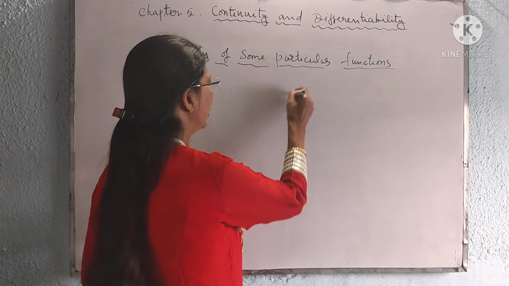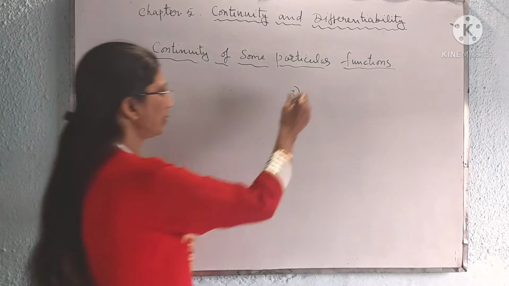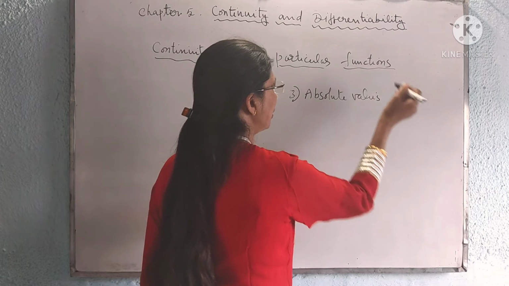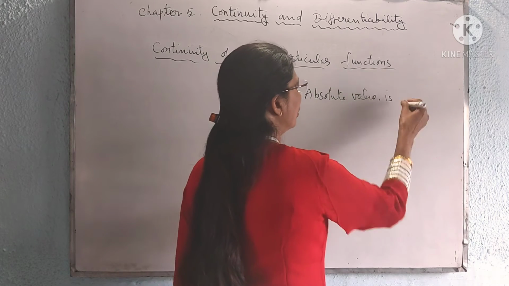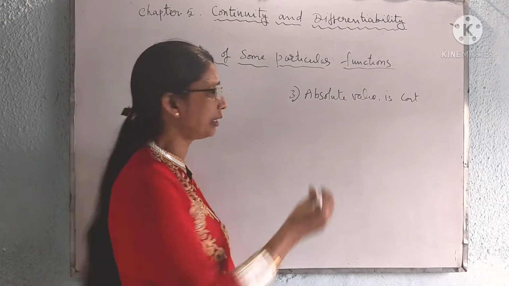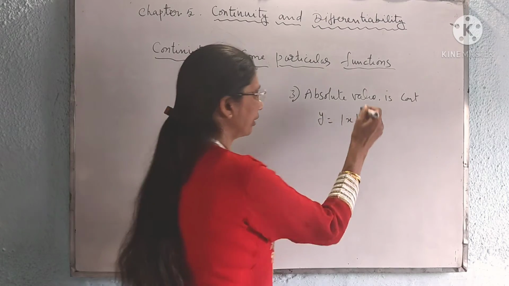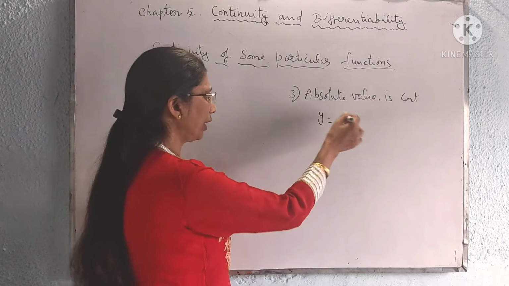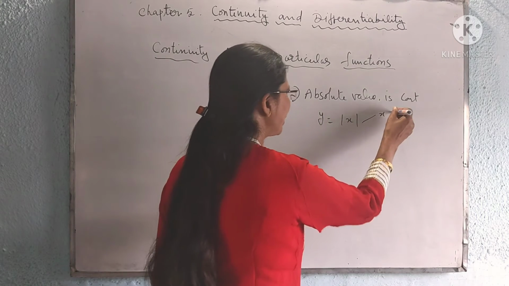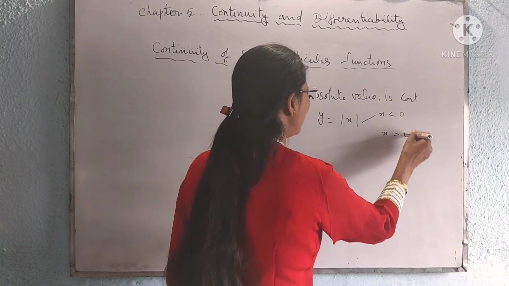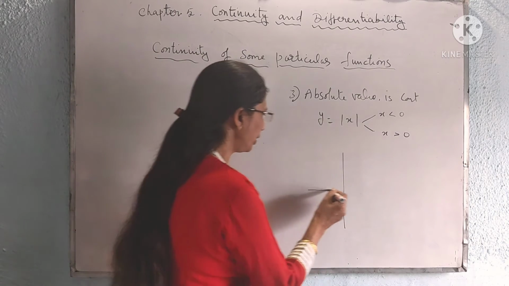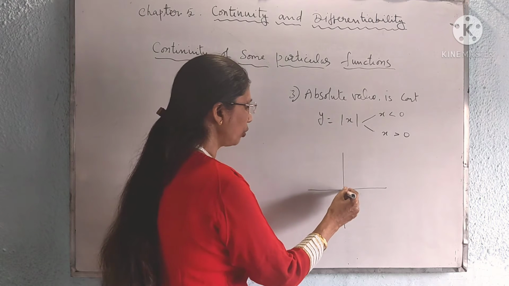Next, number 3, absolute value is continuous on all real numbers. Absolute value means f(x) equal to or y equal to mod x. When y equal to mod x, we have to take it as x less than 0 or x greater than 0. When x equal to 0, it will come 0. That means just you see here, when x equal to 0, y is also 0.